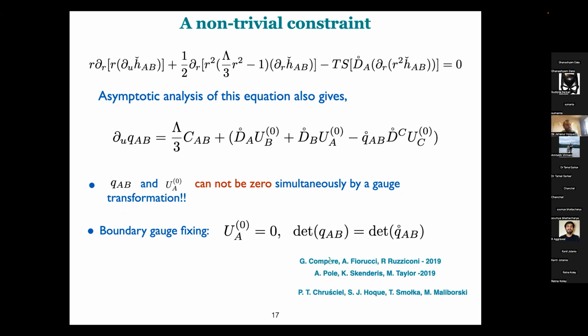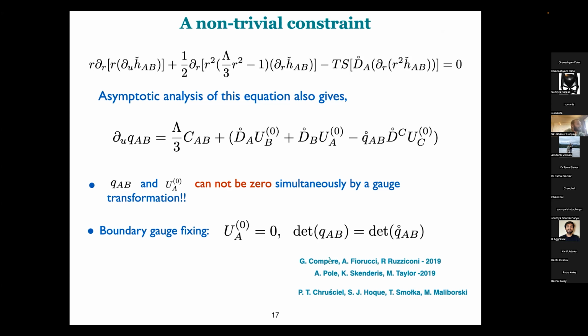Now, there is a non-trivial constraint if you consider lambda is non-zero. Namely, if you just look at the transverse traceless part of this equation, you will get this constraint. And this constraint, I would say, is the most non-trivial equation in the de Sitter case. So you can see if lambda is zero, you can put U_AB, U_A, and Q_AB to be zero simultaneously. But if you want your cosmological constant to be non-zero, then you cannot put Q_AB and U_A to be zero simultaneously. So this is a very non-trivial constraint in the context of de Sitter.